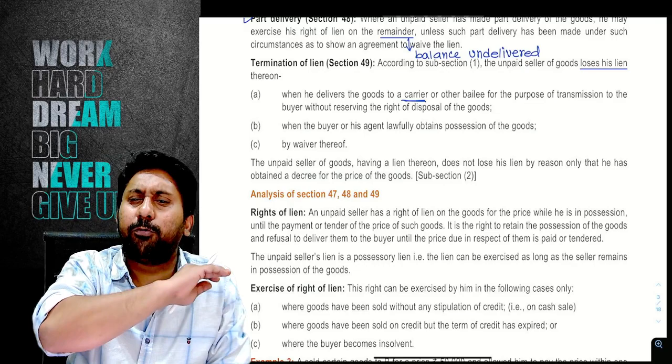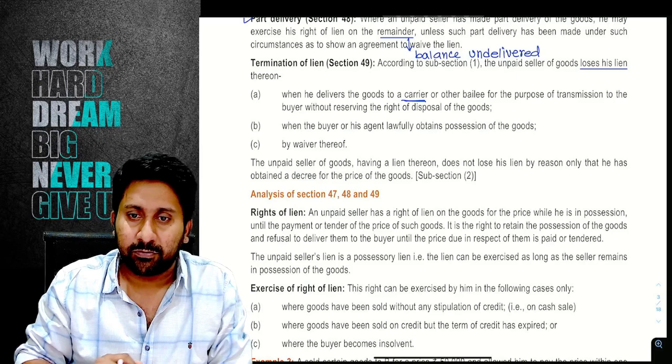I didn't put any condition. Directly the carrier went there and he delivered the goods. So that can be another situation that can happen.